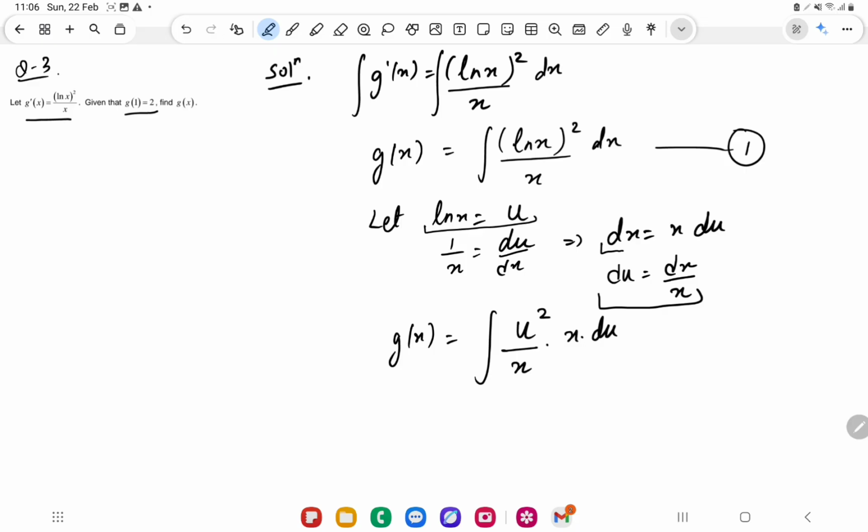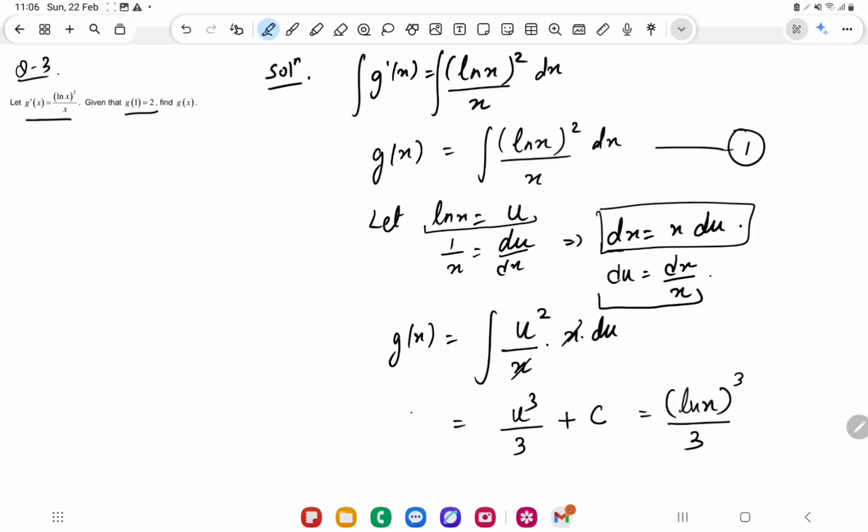So it's your wish whether you want to substitute this or this. It's better if we substitute dx here. x will get cancelled out and integration will be u cube by 3, but there will be a c added because it's an indefinite integral. Now we have to substitute u as again ln x because my question was in x. Don't forget to replace whatever you have substituted with the original function.